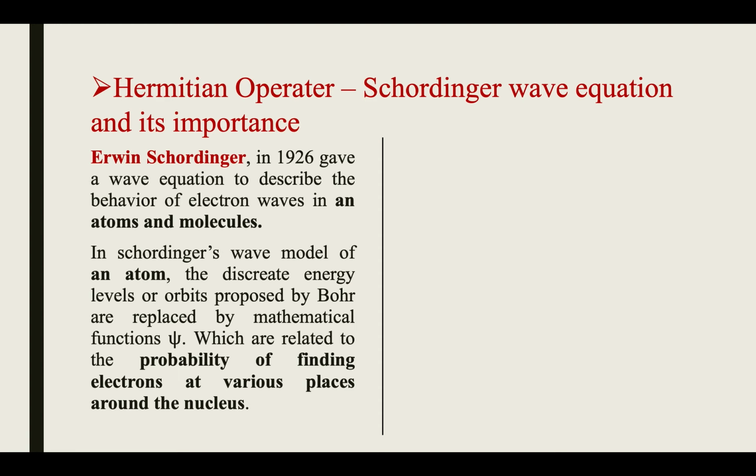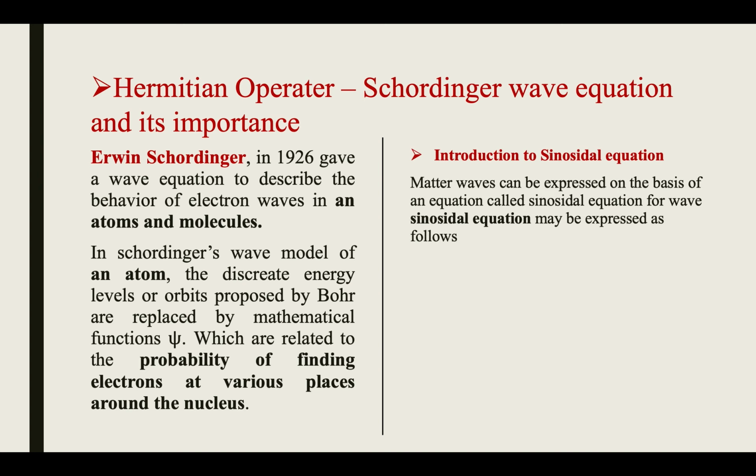So that mathematical function, psi, will always give the probability, not anything else. Only the probability will tell how much time the electron will stay at a particular position or particular space in the nucleus. Now we will see the simple sinusoidal equation for a wave model.